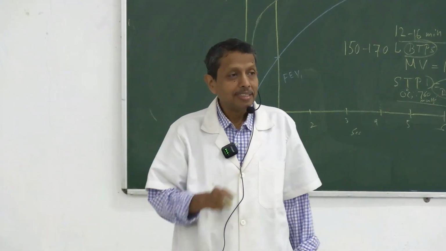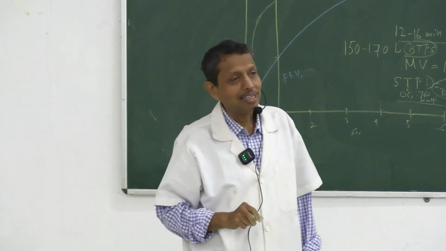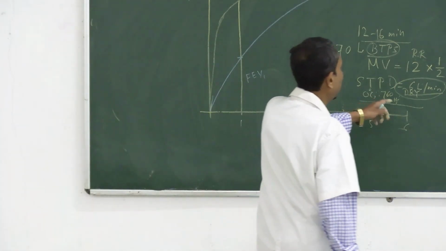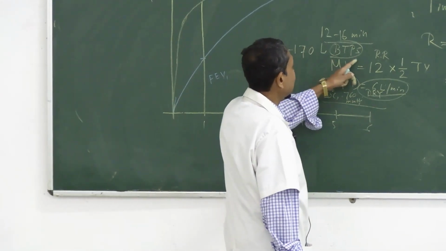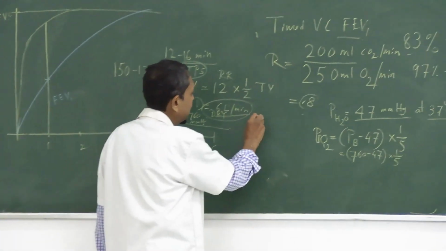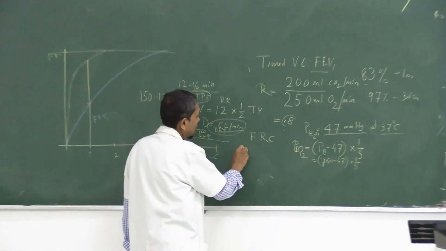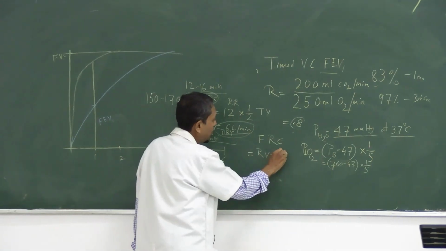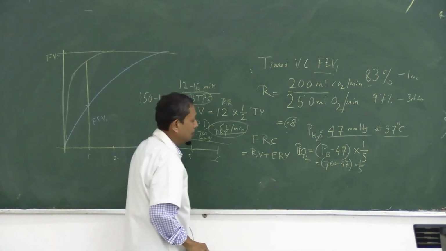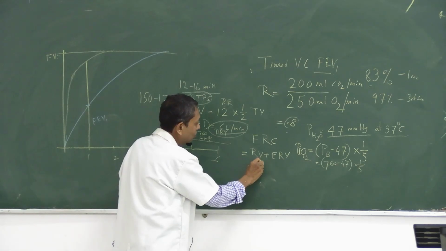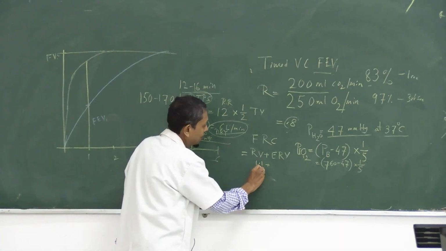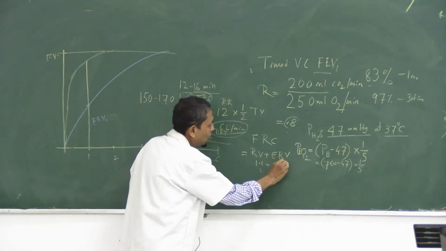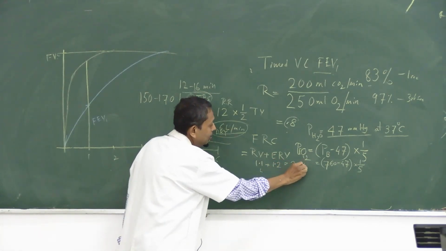Within the alveoli, there is the alveolar gas. Suppose the expiratory reserve volume, and that is the functional residual capacity. Residual capacity is the residual volume plus expiratory reserve volume. Residual volume in case of male is 1 liter or so, 1.1 liter, plus expiratory reserve volume 1.2. So it is close to 2 liter.